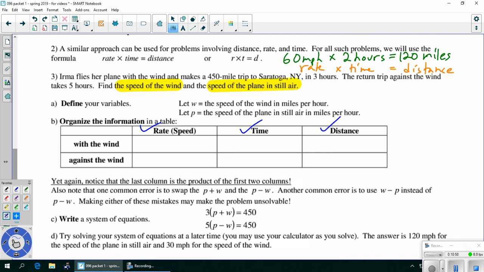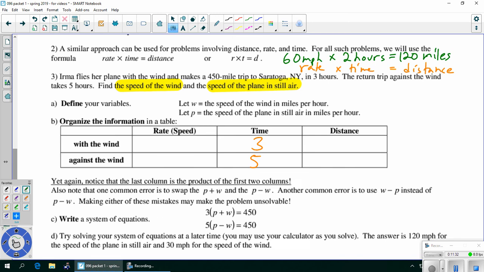Irma flies with the wind and makes a 450-mile trip. That's with the wind, first column, first row. And 450 miles is the distance. I'm actually not going to fill that in. Let's come back to that. It says 3 hours, so there's the time, 3 hours here. And it says the return trip against the wind takes 5 hours. So we'll put the 5 right there. Okay, and now we've got to get the speed of the wind and the speed of the plane in still air. Our pattern so far has been to do something like this. That is not right, so don't put that.